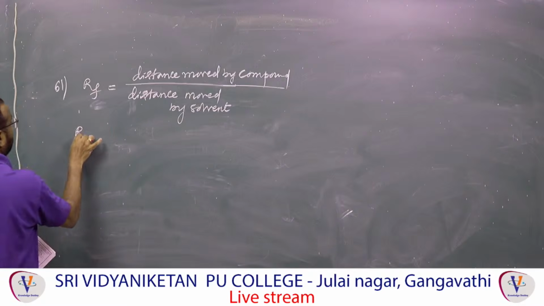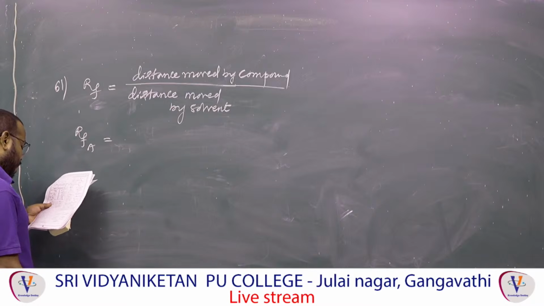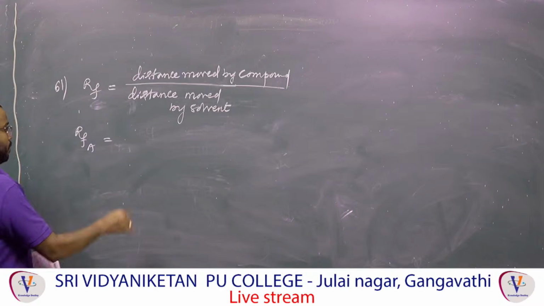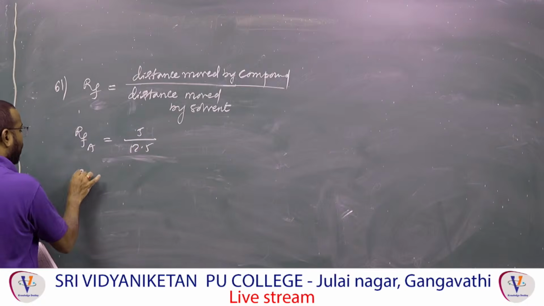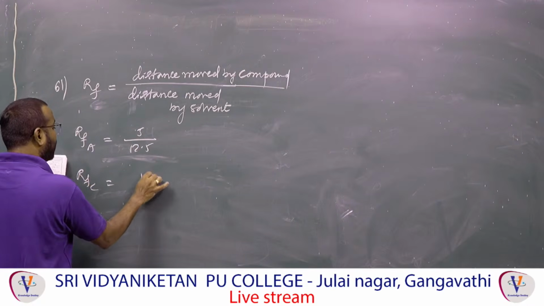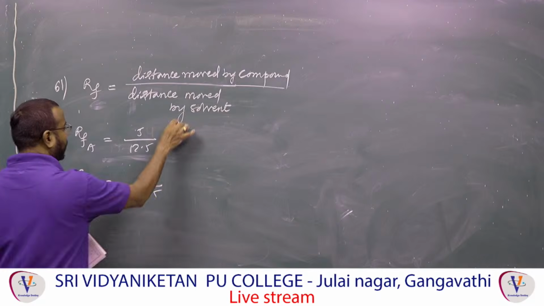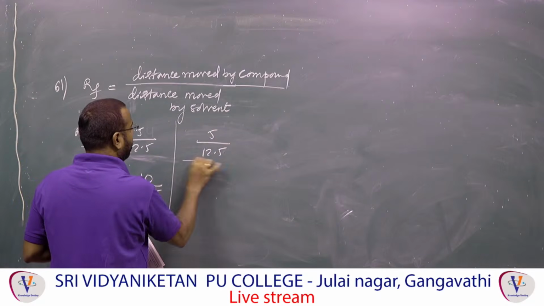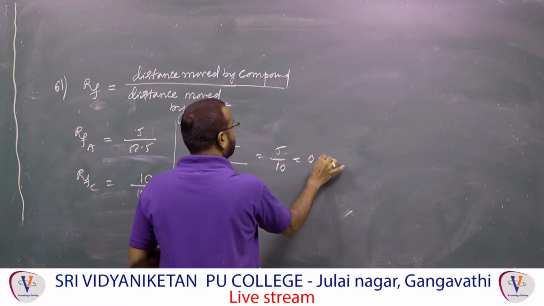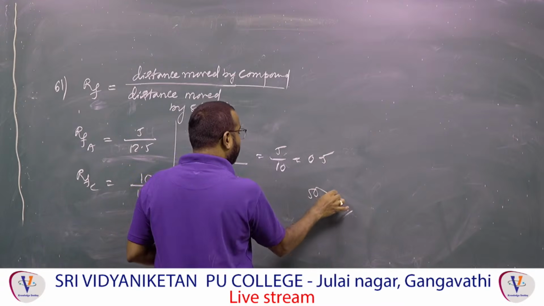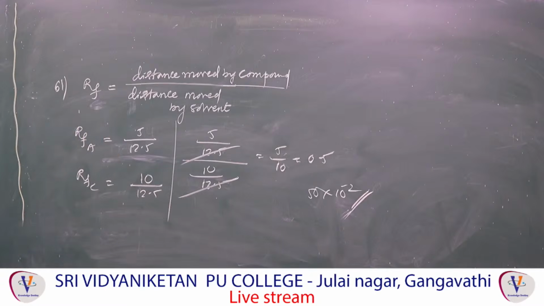So first let's take the retardation factor for A, then B, then C. A travelled from the base line 5 centimeters, the solvent front went 12.5. Let's do RFC also. C travelled 10, then again take the ratio with 12.5. 5 by 12.5 by 10 by 12.5, 5 by 10, 5 by 10 is 0.5. To write it as into 10 power minus 2, it is 50 into 10 power minus 2. Option 3 is the correct answer.